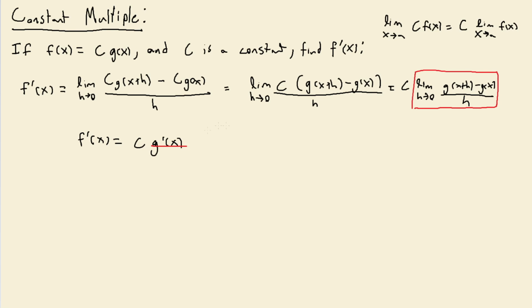Where does this come from? g prime of x is just this expression right here. That's the formal definition for g prime of x. And then there's that constant multiple out front.